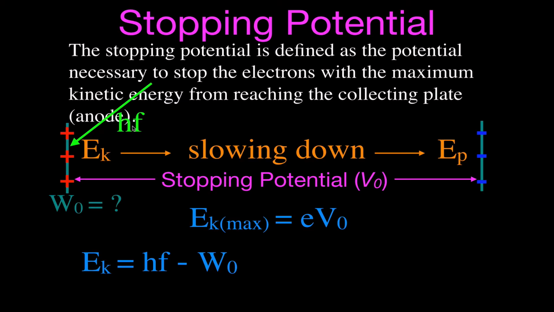Now I said the goal here is to figure out the work function. We know the frequency, so we can calculate the energy. Now we know the stopping potential, and we can calculate the kinetic energy. So that means in order to calculate the work function, it's simply going to be the energy of the incident light minus the kinetic energy, which we measured with the stopping potential. Okay, so that's the equation that we're going to use.